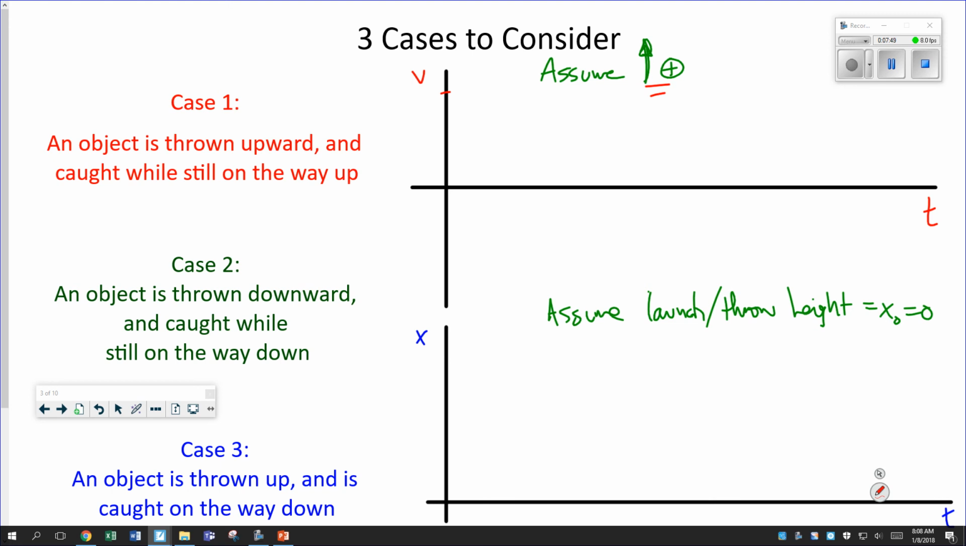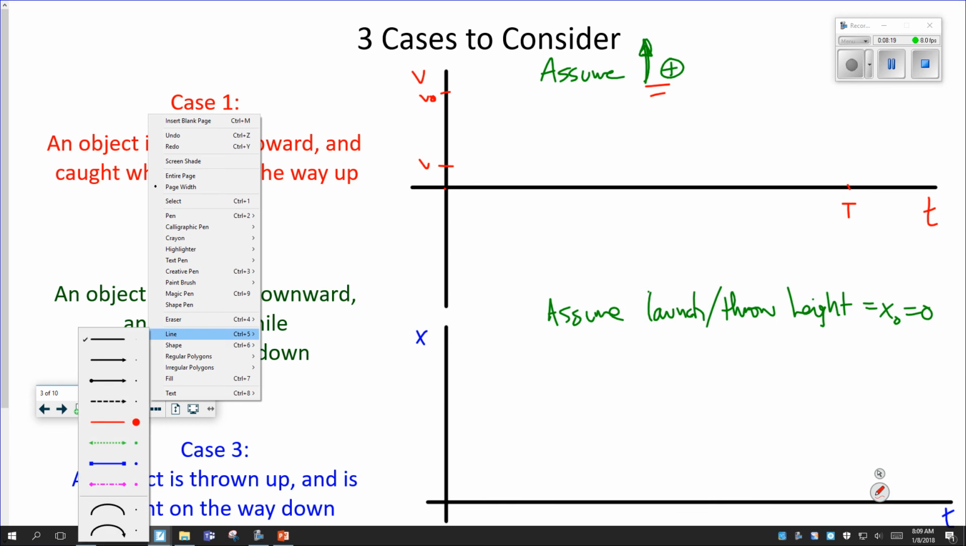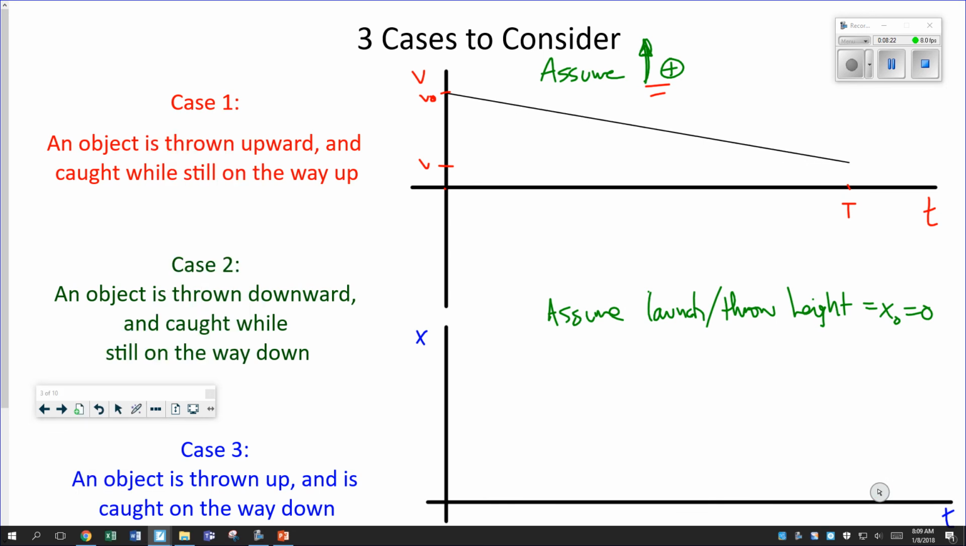That means it ends with a positive velocity. Here's my V0, and here's a V final. Let's say it starts at time 0 and is caught at some time t. This graph is a VT graph of a constant acceleration, so this line has to have a constant slope. That's supposed to be a straight line. Let me make it a better straight line by using an actual line. So that graph must look like this. Fair enough? Now it's red, so you can tell it's case 1.